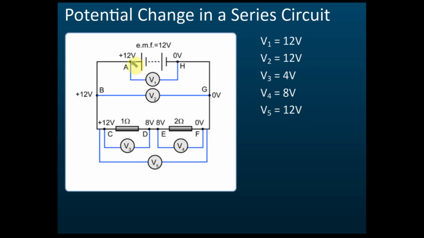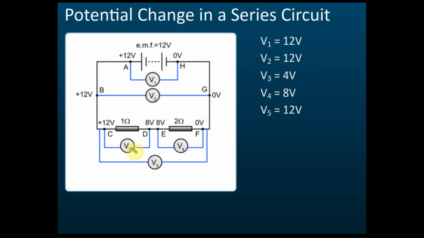So you connect here, these 2 points, or here, these 2 points, or here, you will get the same reading. It's still 12 volt. Okay, AH, BG, or the last one, V5, from here to here. You will still get the same readings.